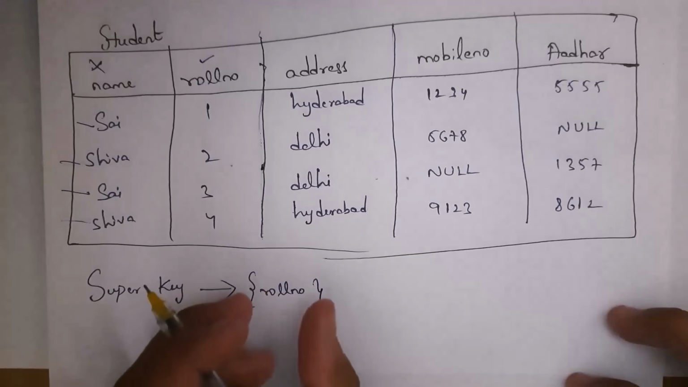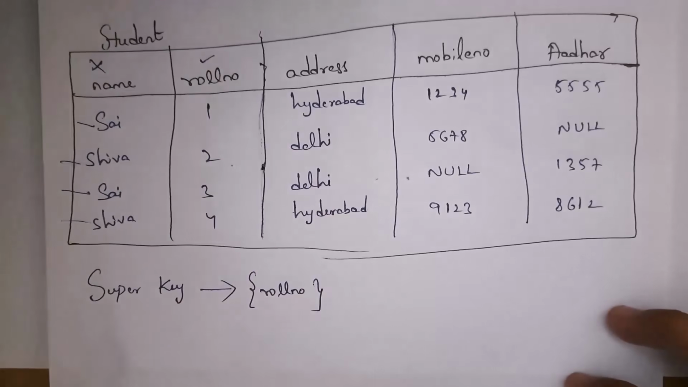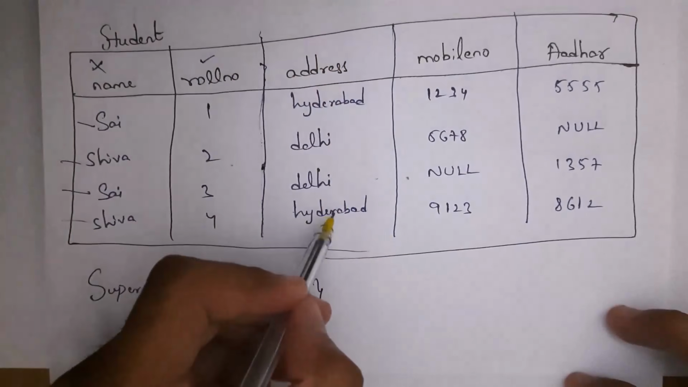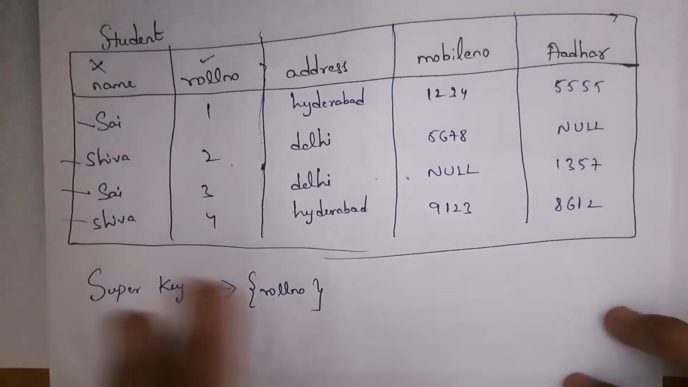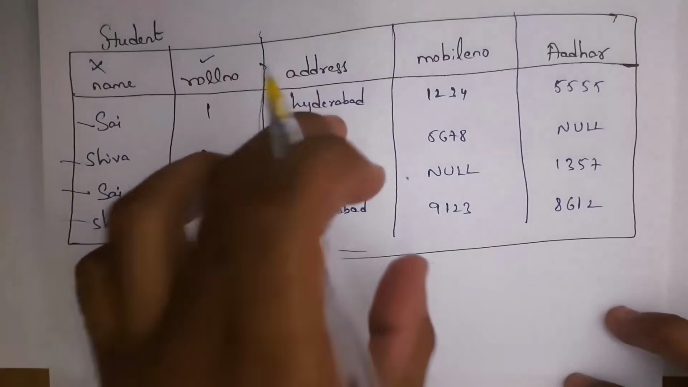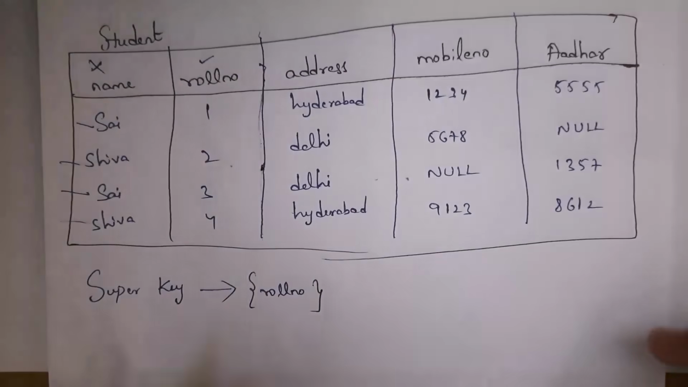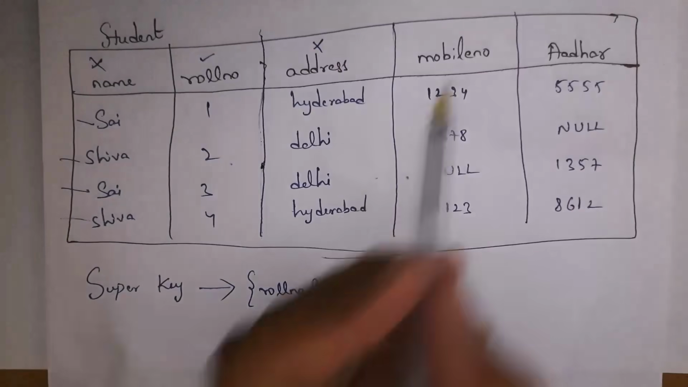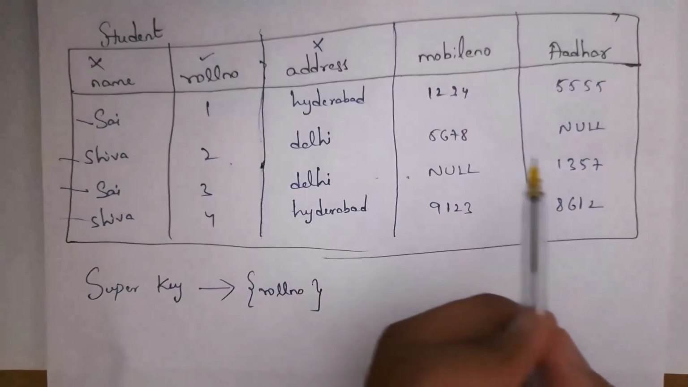So I will create one set by taking this rule number column. Similarly, the address column: here Hyderabad is repeated twice and Delhi is repeated twice. So there are no unique values; there are duplicate values in this column. So address is not a super key. Next, consider mobile number. Here in the mobile number column, each and every value is unique.